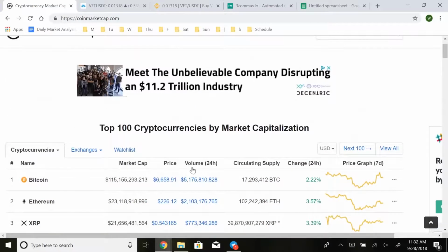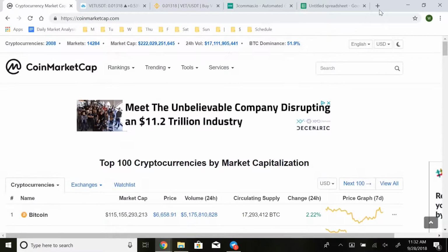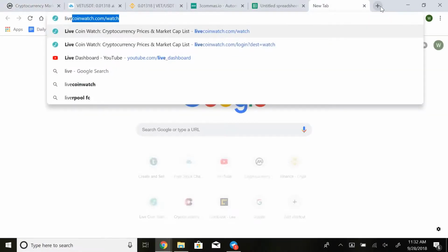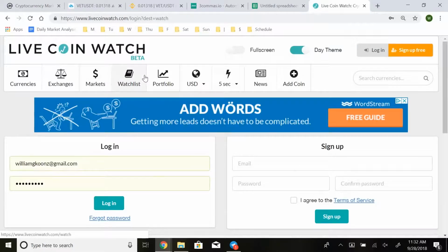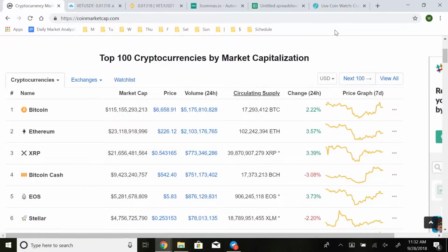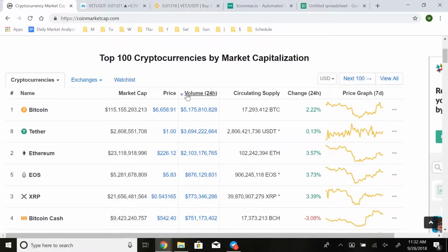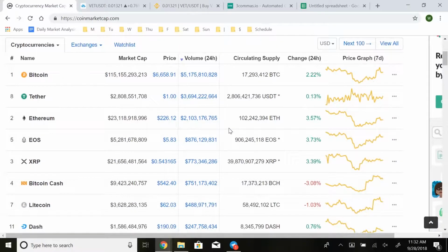So now that we've done that, what you want to do is actually go ahead and make a watch list. You can either do this on CoinMarketCap or you can do it on Live Coin Watch. This is the website I use for my watch list. What you're going to be doing is basically sorting by volume every day. I'm not going to show you my watch list because that's for my private group, but basically what you want to do is every day for your watch list, you want to sort by volume, right? We discussed this in the first video, and I'm not going to repeat the reasons why, but that's what we're going to do.